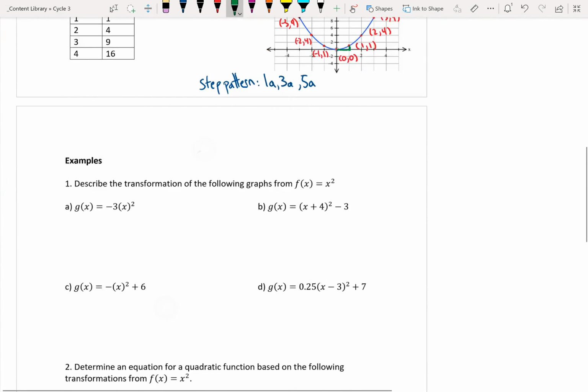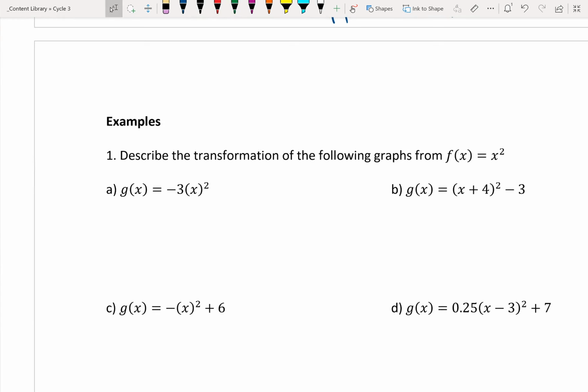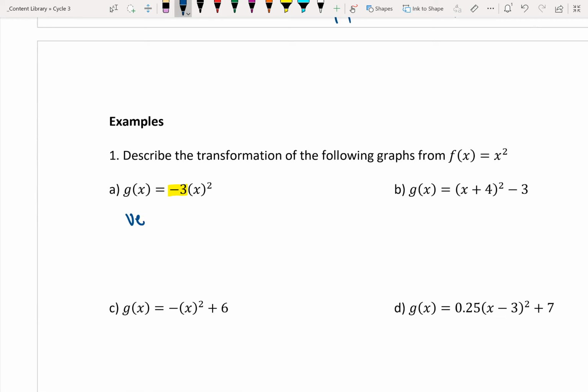So let's look at some examples. Example 1, we want to describe what the transformations are based on our main graph f of x equals x squared. If I look at the first one, the only thing that's actually changed is this A value in front. And there's two parts to this A value. It's a 3, which is greater than 1. So that means we have a vertical stretch by a factor of 3.